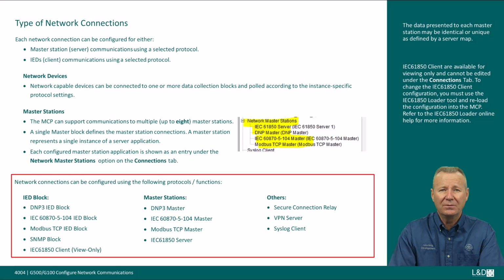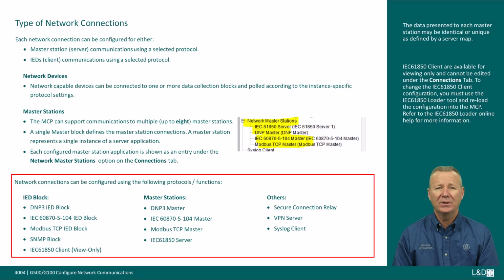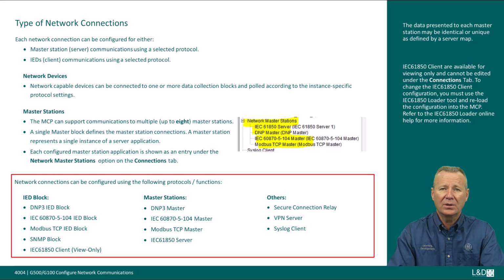Network connections can be configured using the following protocol functions: IED block, DNP3 IED block, IEC 60870-5-104 IED block, Modbus TCP IED block, SNMP block, and IEC 61850 client, view only. IEC 61850 clients are available for viewing only and cannot be edited on the network page. To change the IEC 61850 client configuration, you must use the IEC 61850 loader tool and reload the configuration into the MCP. Refer to the IEC 61850 loader online help for more information.